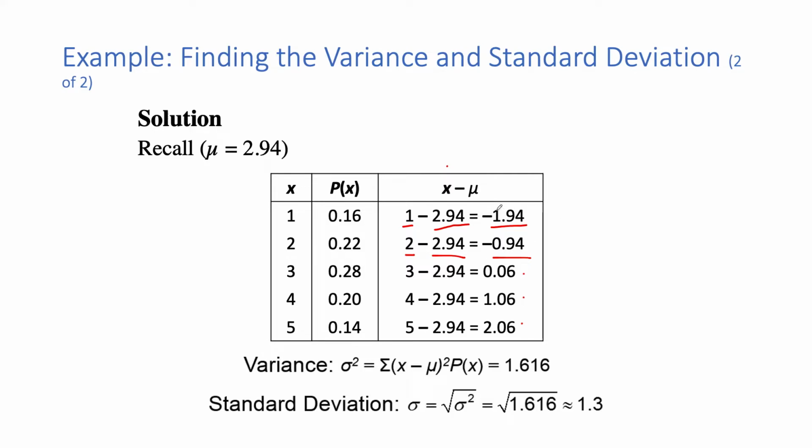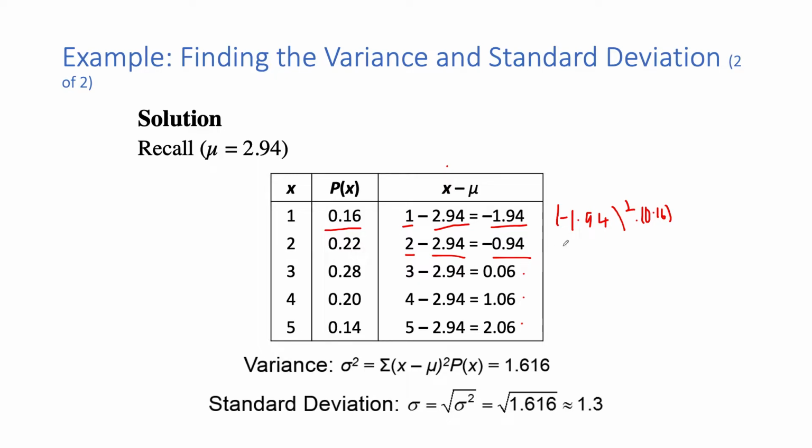So what I would do next is take this number, negative 1.94, right? I would square this number and then multiply it by 0.16. Alright, so I would take each of these deviations, square them, and multiply that by the probability, which is 0.16. Then I would do the same thing for this value.